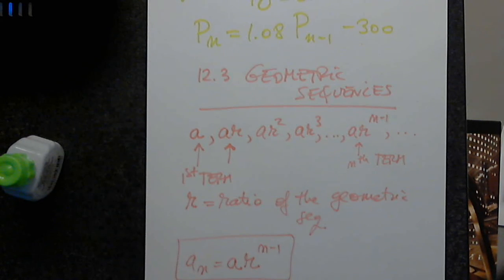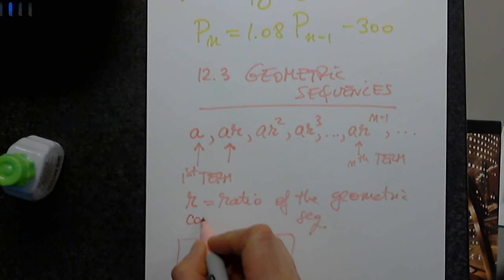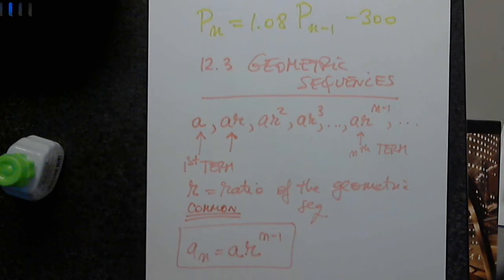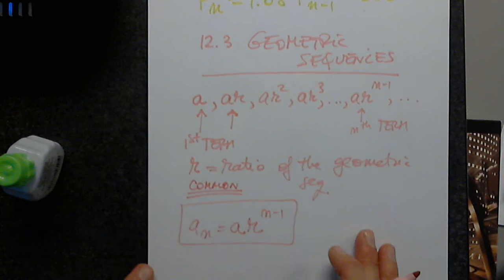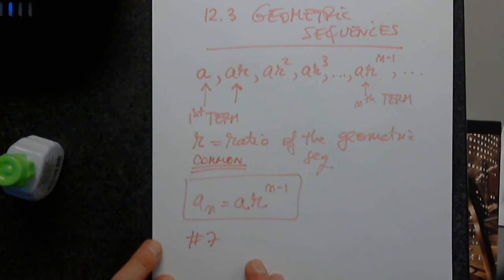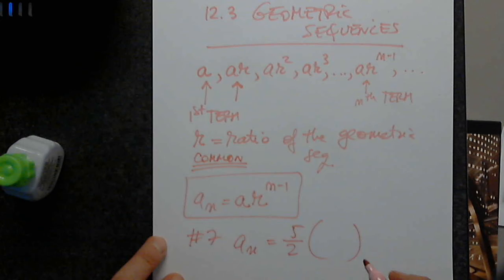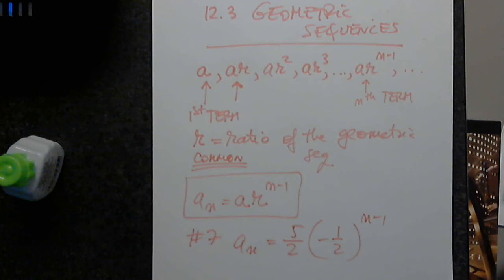Okay. The nth term of a sequence is given. Find the first 5 terms of the sequence. And what is the common ratio? Let me put common ratio, but that's what it means. Okay, 5 through 8. Let's say 7. In 7 we have a sub n equals 5 halves, and in parentheses, negative 1/2 raised to n minus 1.